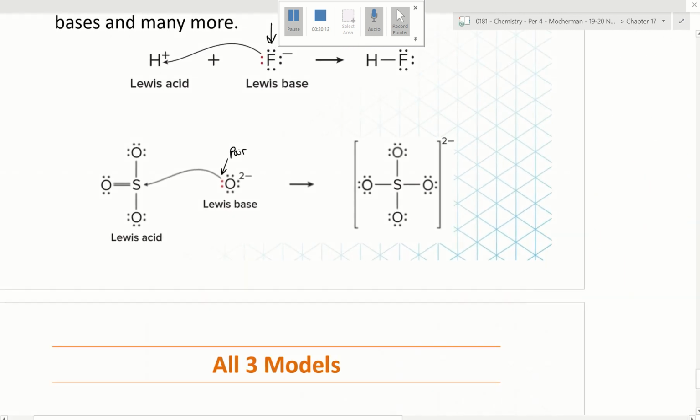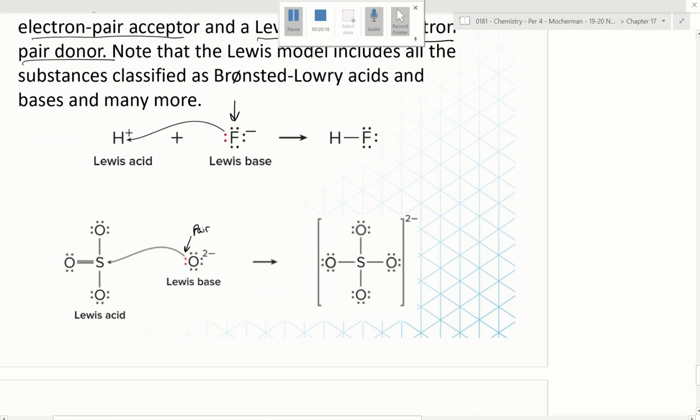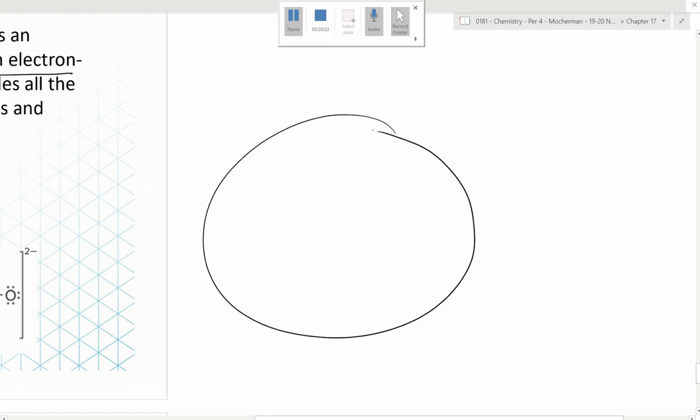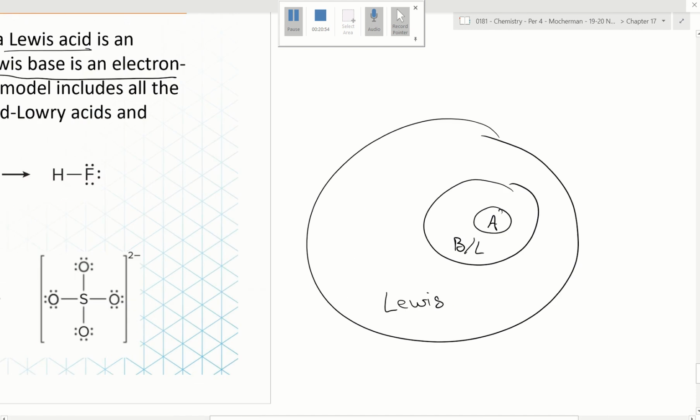Now, because this isn't dealing with only hydrogen and hydroxide, it makes the definition very large. So a lot of times you'll see a drawing like this, and then like this, and then like this, and we will say that this is Lewis, and this is Bronsted-Lowry, and this is Arrhenius. Basically, an Arrhenius acid and base is also a Bronsted-Lowry acid and base, which is also a Lewis acid and base. But there are some things that are Lewis acids and bases that cannot be classified as Bronsted-Lowry or Arrhenius. So the Lewis is the largest definition.